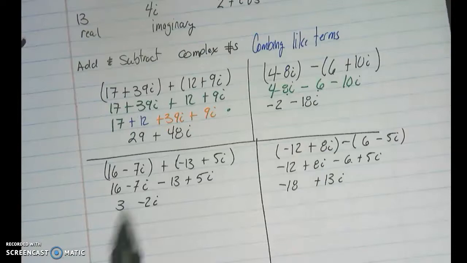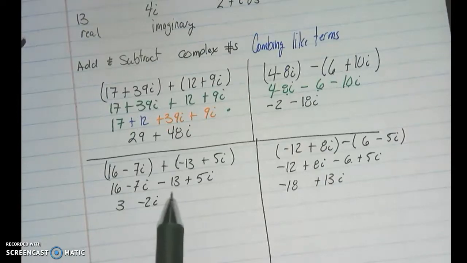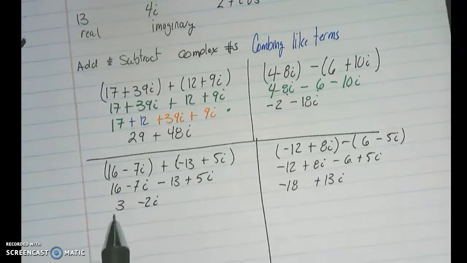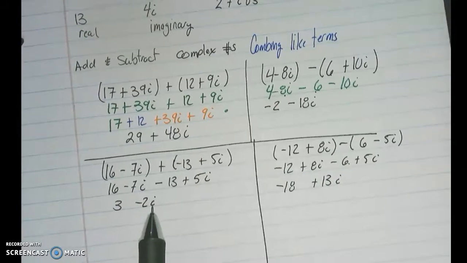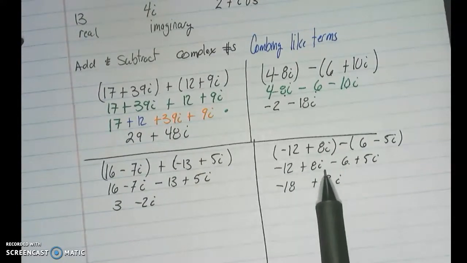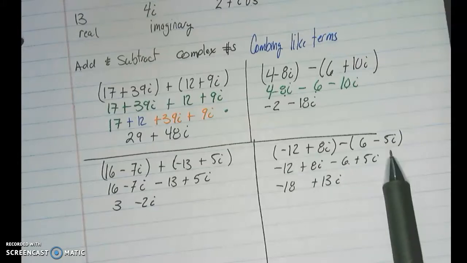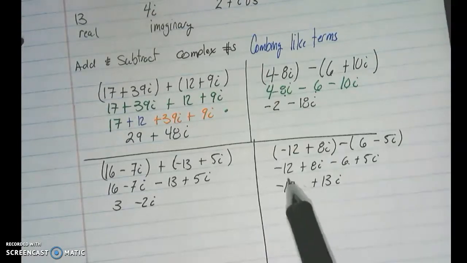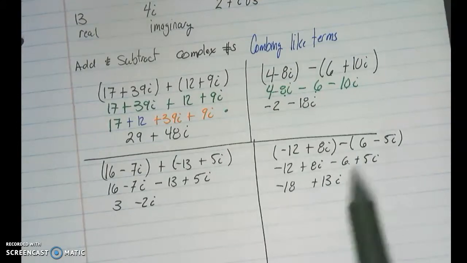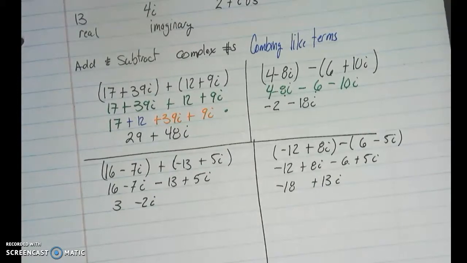Okay, so what I did is I did 16, just got rid of the parentheses, everything's fine. So 16 minus 13 is 3, negative 7i plus 5i is negative 2i. And then here I just dropped the parentheses. I carried the negative throughout the parenthesis here. And so then what I did, I have negative 12 minus 6, which is negative 18. I have 8i plus 5i, which is 13i. All right?